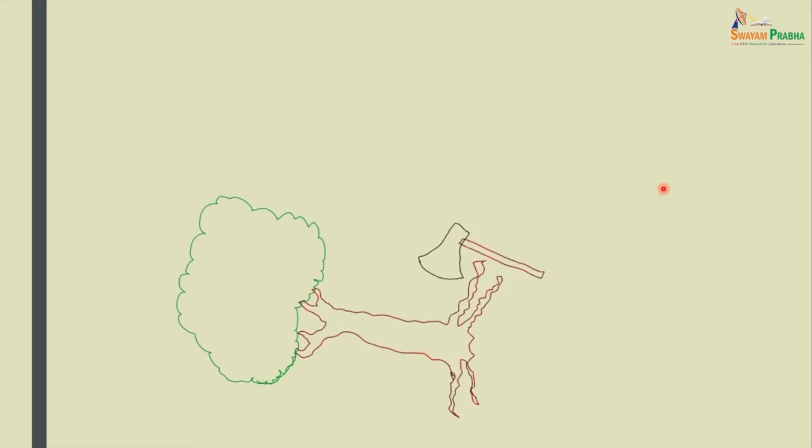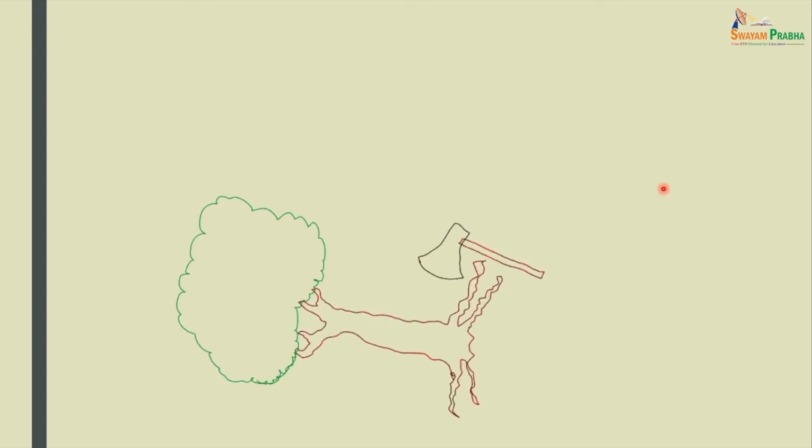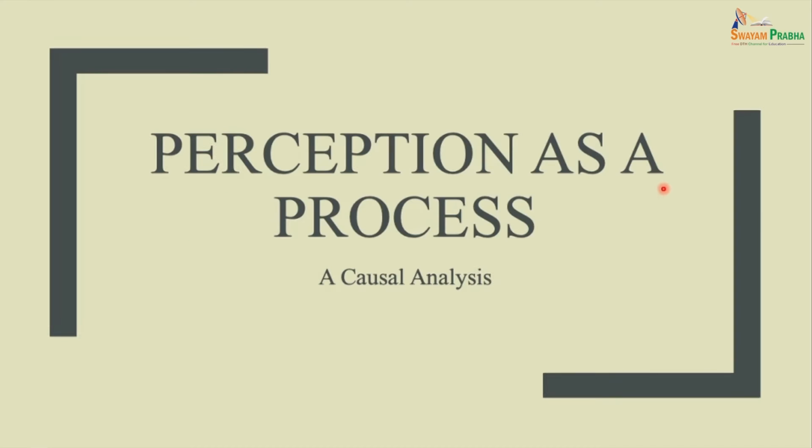In this case, you find this immediacy, that the moment the contact happens, the tree falls. But in the case of the grandfather, it's not like that. So therefore, the axe in this case is the causal instrument, the karana, and the contact is the vyapara.